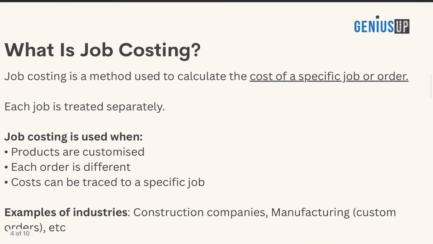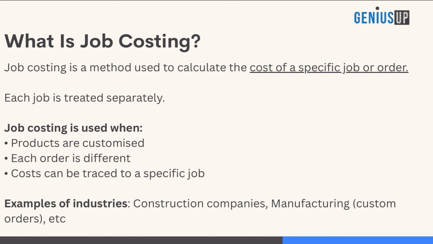So let's speak about what job costing is. Job costing is basically a method used to calculate the cost of a specific job or order. So each job is treated separately. Job costing is used when the products are customized. Each order is different. Cost can be traced to a specific job.